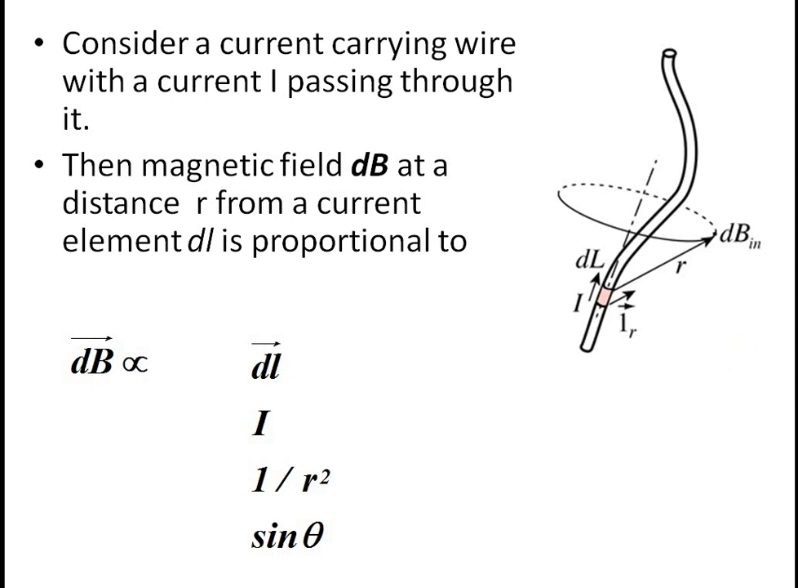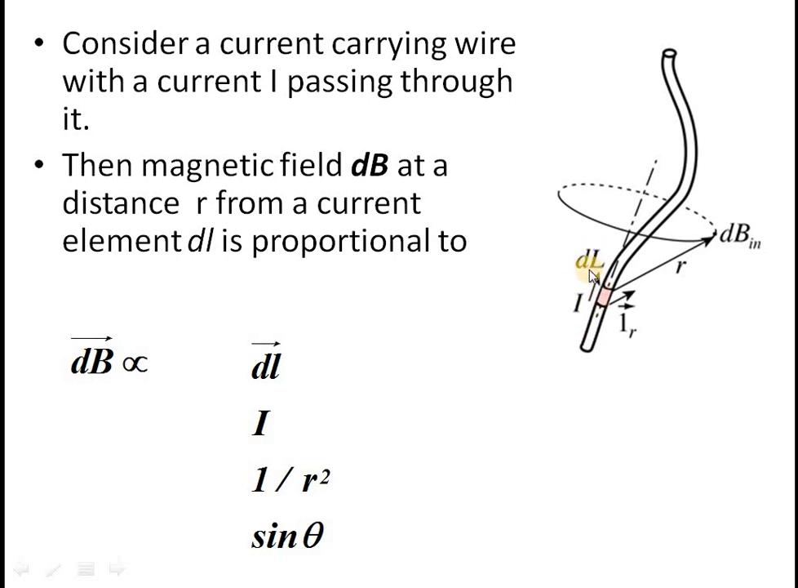Suppose you have a wire which carries a current I. Then the magnetic field at a distance r from that wire is proportional to many things. It's proportional to the current element. So what is the length of the wire we have taken? dl. Suppose a dl of wire we have taken. What is the contribution of dl at a distance r? What is the current magnitude? The magnitude of the current flowing.